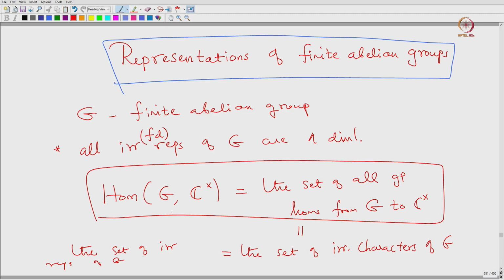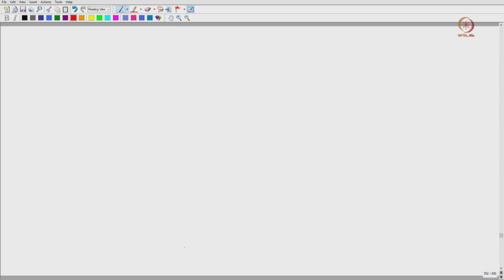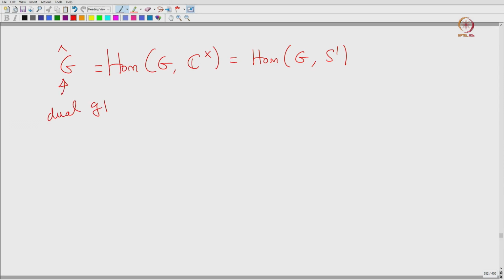Since G is assumed to be finite, we can make a further restriction on this set. Indeed, since G is finite, all the images of a given homomorphism are going to lie in the unit circle because they are all roots of unity. So Hom(G, C cross) is the same as Hom(G, S 1). This is what we are going to call G hat, the dual group of G.